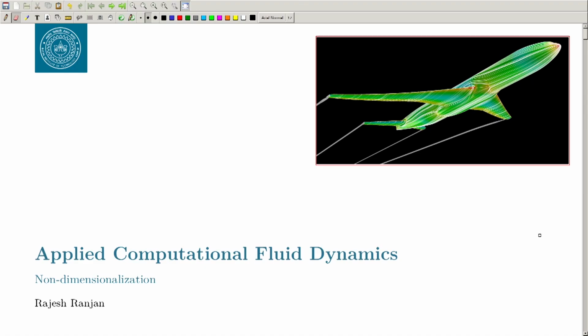Some of you might have taken courses in boundary layer theory, and you might have derived the boundary layer equations, making some approximations that the variation in the y direction is much higher than the variation in the x direction. By using a similar kind of analysis, we can derive the non-dimensional equations.